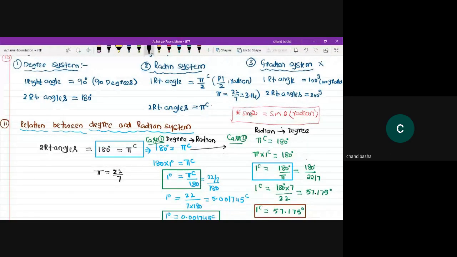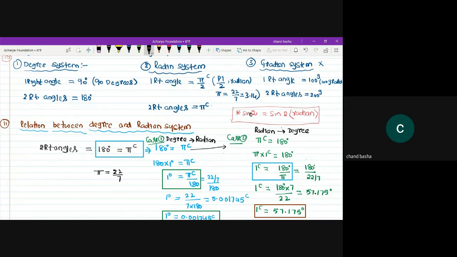Pi radian divided by 2. One right angle means a right angle triangle, no? 90 degrees. Pi by 2 we can take. Yes, sir, it is 90 degrees. This is one representation. The mathematicians have fixed this value. One right angle means 90 degrees. I can write it as pi by 2. 90 degrees means pi by 2.